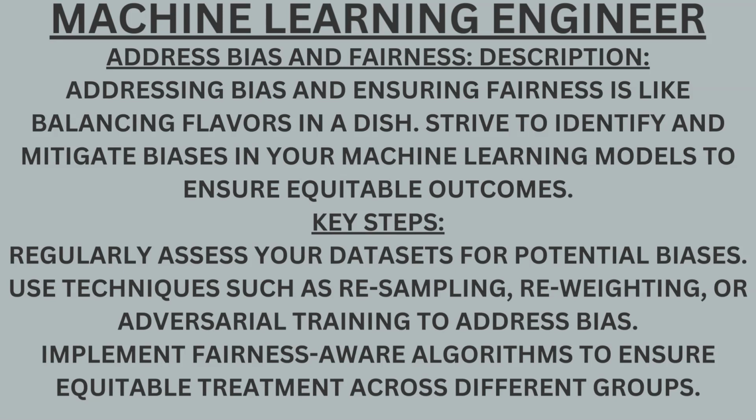Address bias and fairness. Description. Addressing bias and ensuring fairness is like balancing flavors in a dish. Strive to identify and mitigate biases in your machine learning models to ensure equitable outcomes. Key steps. Regularly assess your datasets for potential biases. Use techniques such as resampling, reweighting, or adversarial training to address bias. Implement fairness-aware algorithms to ensure equitable treatment across different groups.